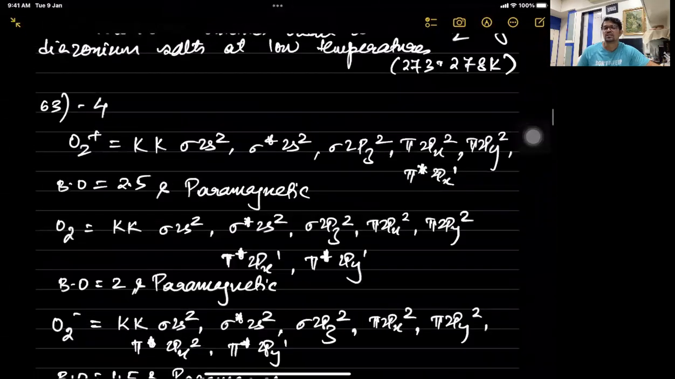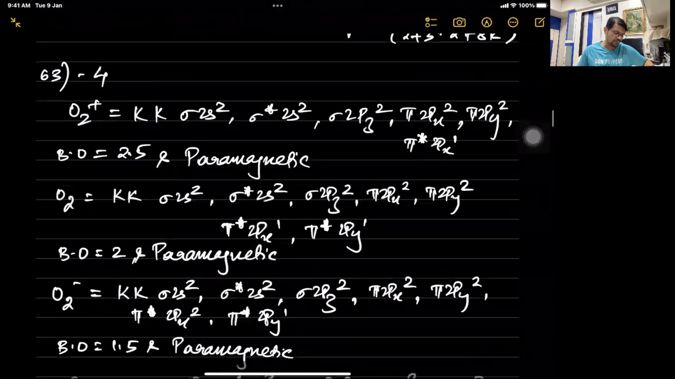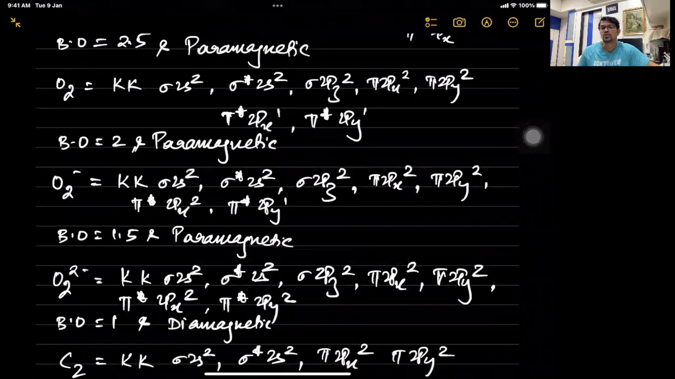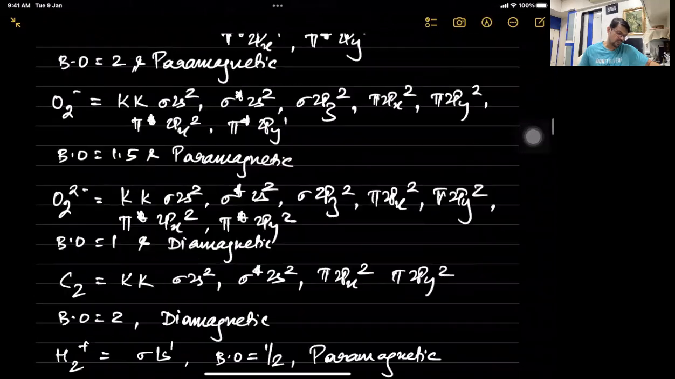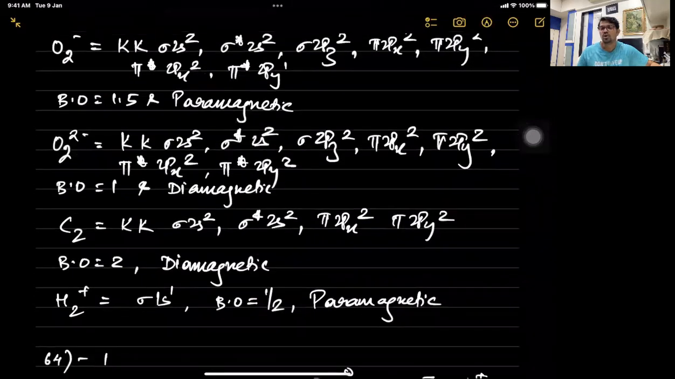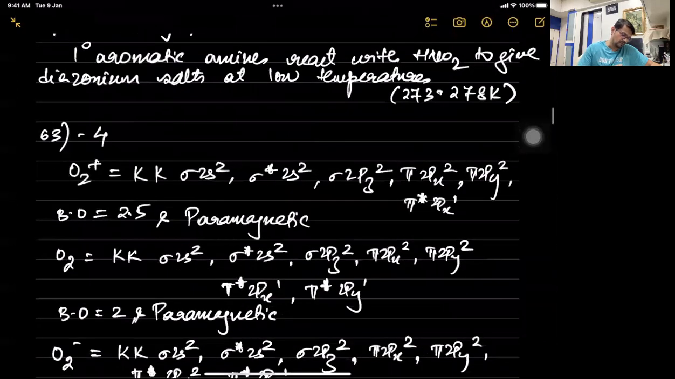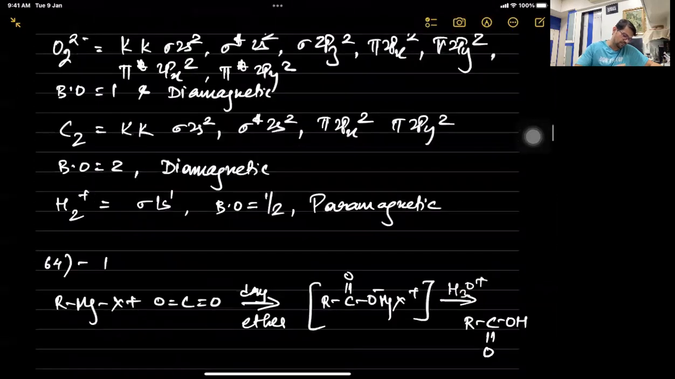For O2 plus, the bond order is 2.5. I've given its configuration and it's paramagnetic. Oxygen, bond order is 2. It's also paramagnetic. O2 minus, bond order is 1.5. It's paramagnetic. O2 2 minus, the bond order is 1. It is diamagnetic. C2, the bond order is 2. It is diamagnetic. And H2 plus, that bond order is half. It is paramagnetic. So here the incorrect one was nothing but the fourth one. So that's 63.